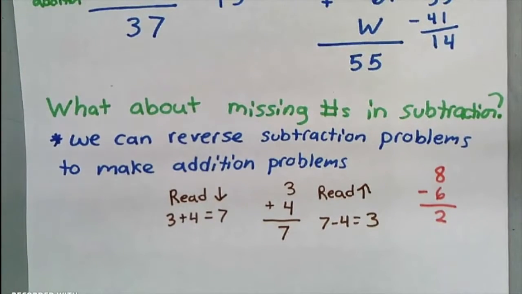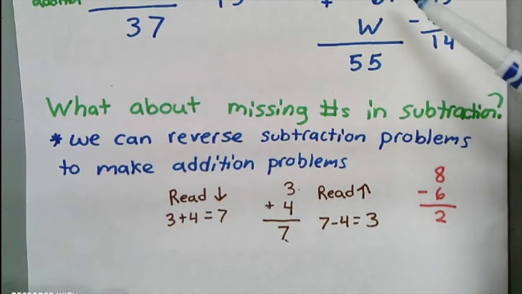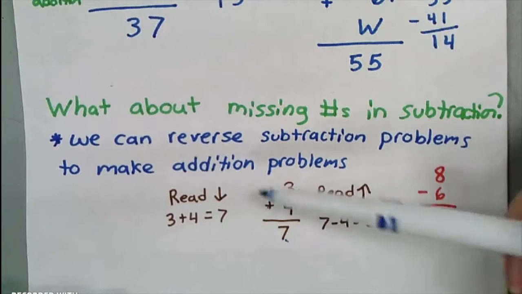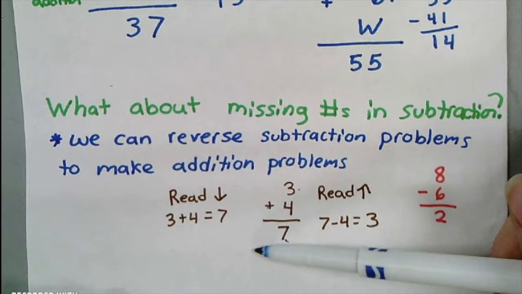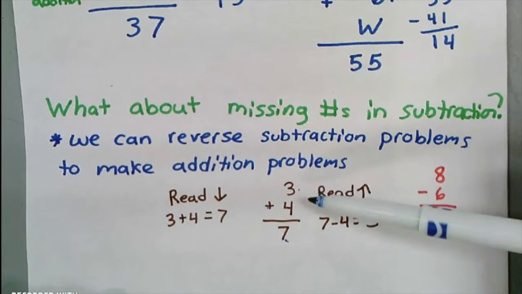What about missing numbers in subtraction? So we just did addition. We can reverse subtraction problems to make addition problems. I already kind of showed you that. So for example, 3 plus 4 equals 7. That's how I read it down. What about if I read it up? 7 minus 4 equals 3. And that's what we were doing up there. So reading it down is addition, reading it up is subtraction.